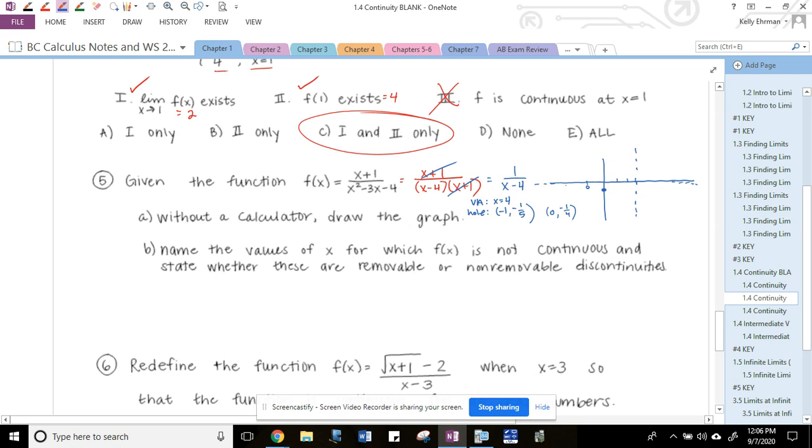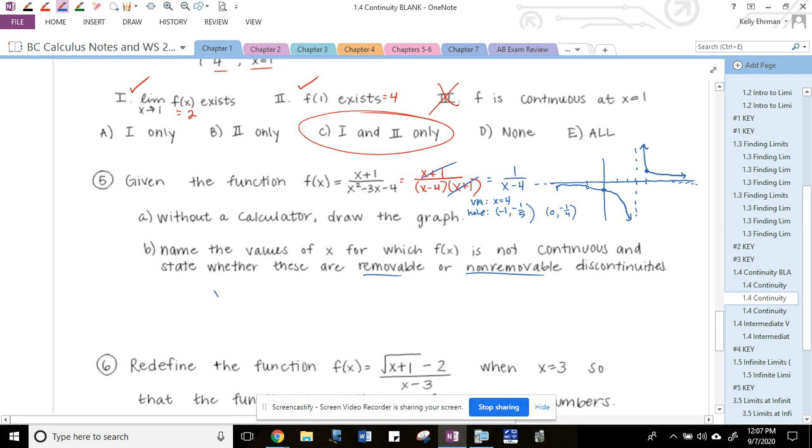There are no x-intercepts, but we should know that a rational graph has branches that look like this. If I were to plug in something like 5, I would get 1/1. So there's a nice point. Okay, so without a calculator, yes, I can give myself a sketch of that graph. And it's important to sketch it well, like having these vertical asymptotes and holes defined, because it says name the values of x for which f of x is not continuous and state removable or non-removable. It's easy to forget that there's a hole in the graph if you're just going off of like a sloppy sketch.